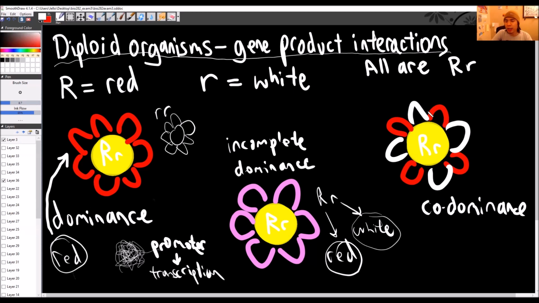So what would be a biological mechanism for this? R still produces that red pigment, and little r also produces that white pigment. But for whatever reason, they don't really mix, so you can distinctly see the phenotype of each one.